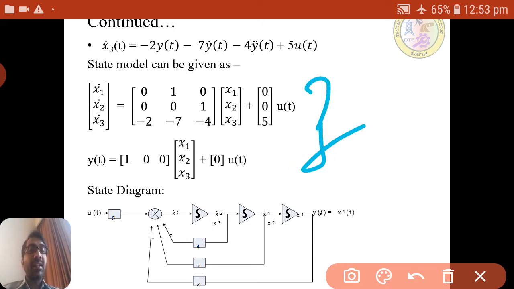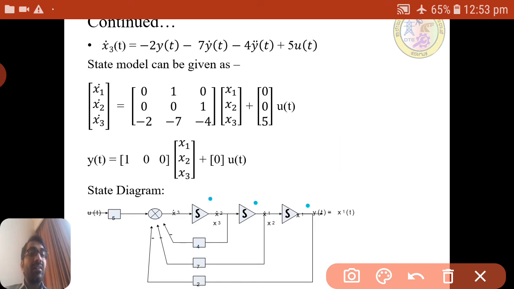The same state model that we have seen, we will now see as a state diagram, with the first derivative, second derivative and third derivative.